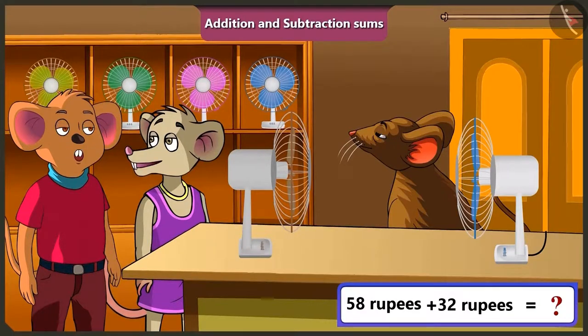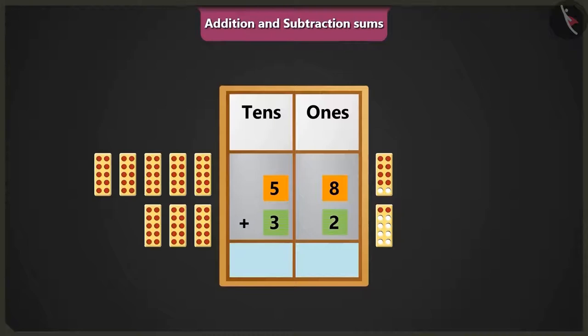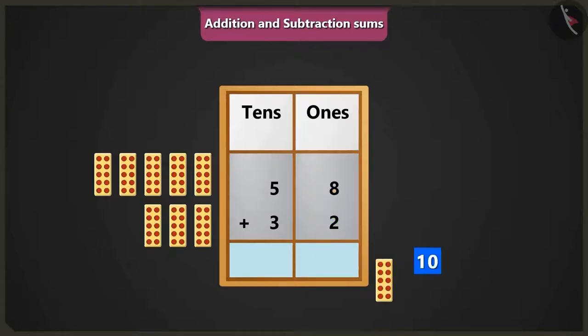To know that, we would have to do the addition of 58 and 32 after putting them in the box of 10s and 1s. So now if we add the numbers 8 and 2 of the box of 1's unit, then after 8, there will be 9 and 10. There are 0 1's and 1 10's in 10. So we will put 0 in the place of 1's and we will carry over 1 in the place of 10's.